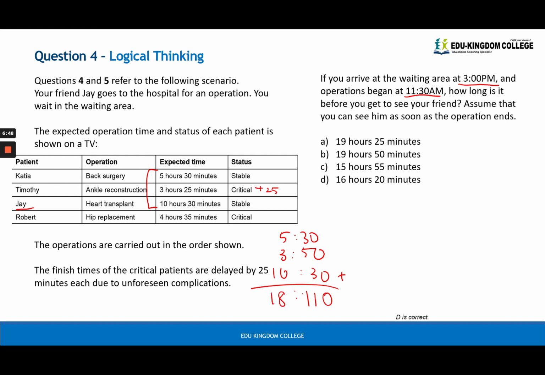Okay, so 18 hours, 110 minutes. If you minus 60, you get 50. So you can carry that 60 over for an hour. So you're going to get 19 hours and 50 minutes.